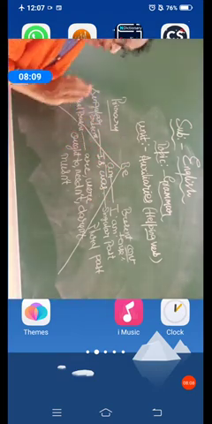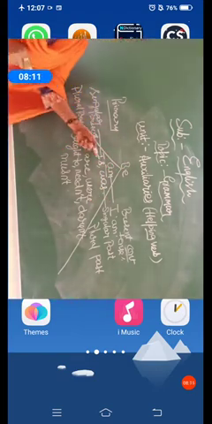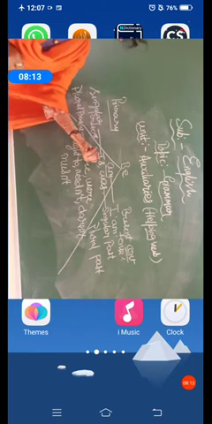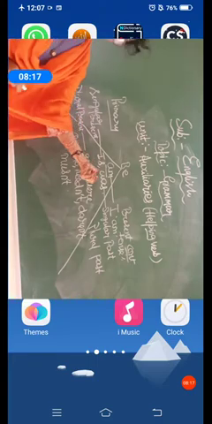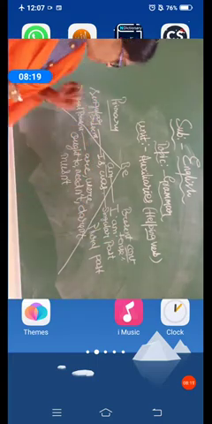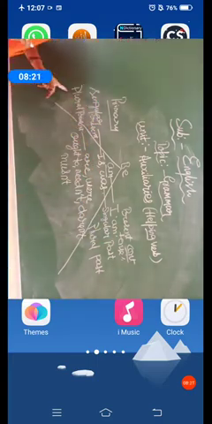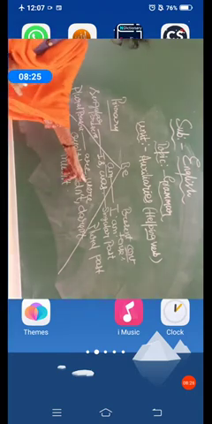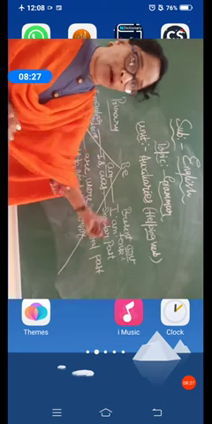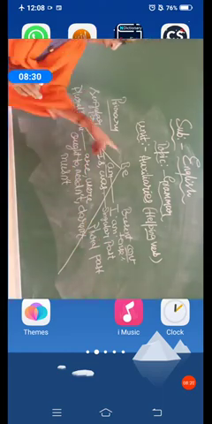Likewise, we have other helping verbs like is and was. Is is used for singular present tense. Was is used for singular past tense. Then are is used for plural present tense. Were is used for plural past tense. So hope this is clear.